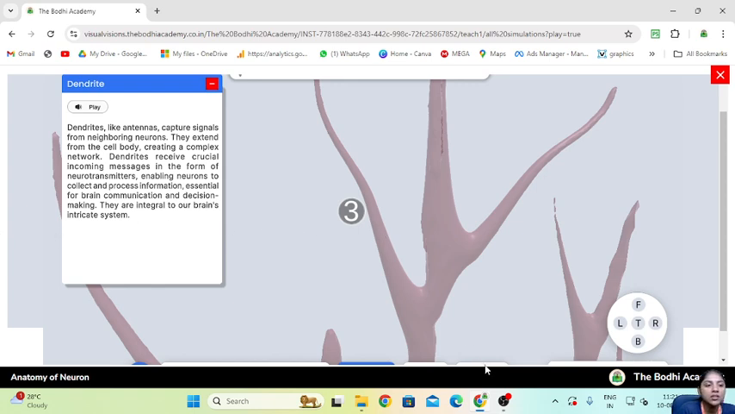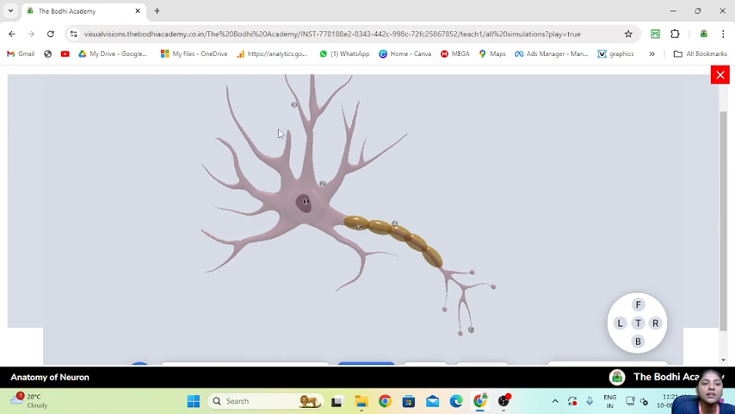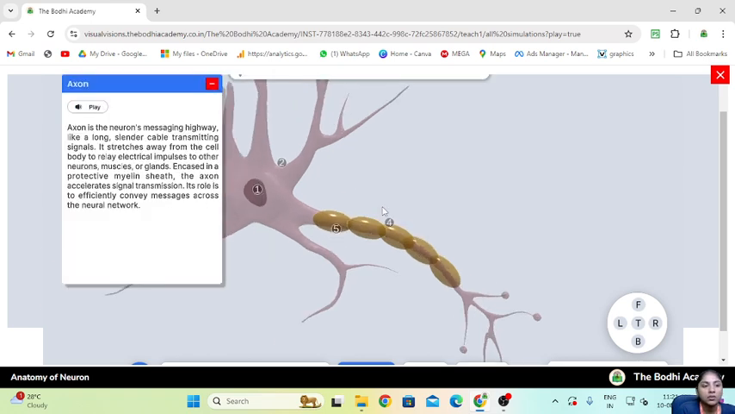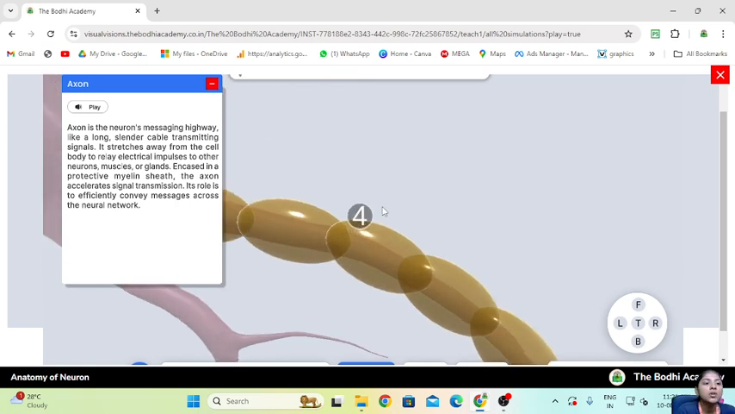So these neurons, what they do is they receive and collect the signals and then they pass it on to the cell body or the soma, which then decides whether to send this signal to the next nerve cell. Then this is about the cell body. Then talking about the axon. So this part is the axon. Now axon is the neuron's messaging highway. So it will pass on all the signals to the next cell. So it acts like a neural messaging highway.